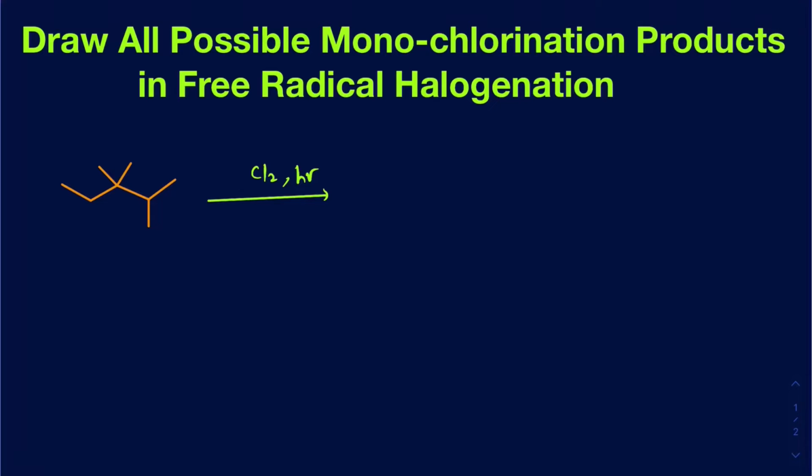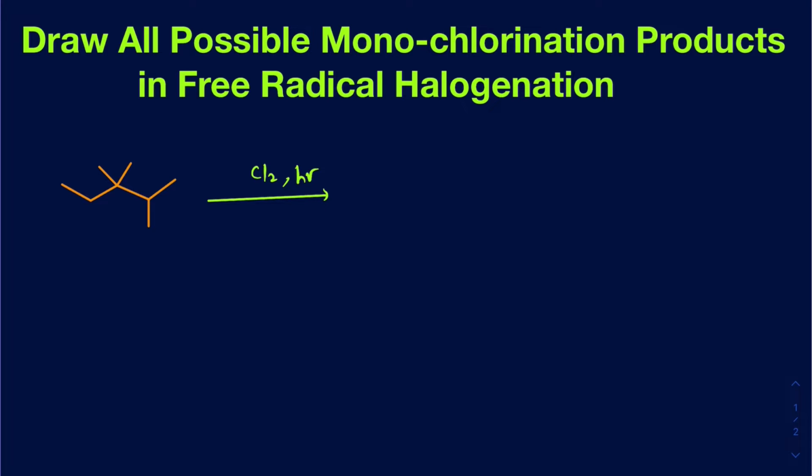Hello everyone, in this video I'm going to be talking about how to predict all the monochlorination products in a free radical halogenation, or another way of saying, a free radical chlorination reaction. So whenever you are given the reactant, the chlorination is not very selective. It's more reactive, so you could see multiple products of a monochlorination. And to be able to determine all the multiple products, first be able to identify the different types of carbons you got on your reactant.